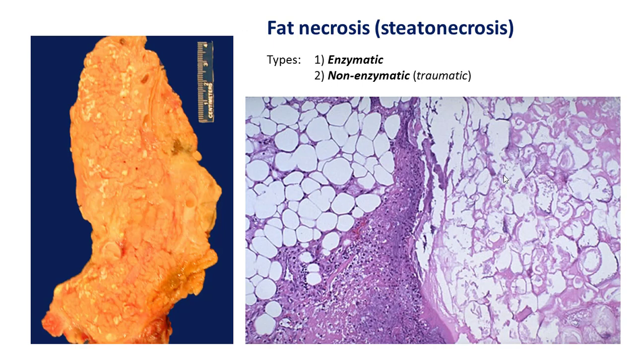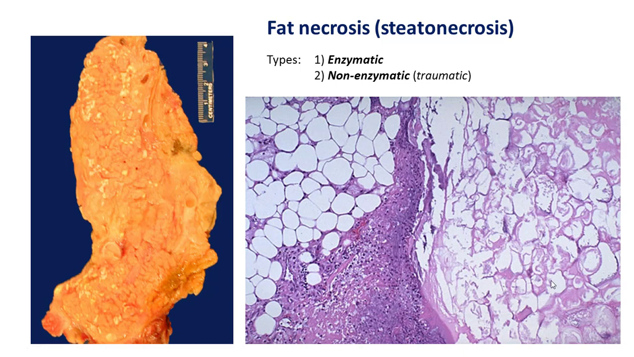The fat necrosis, also called steatonecrosis, could be of two types, enzymatic and non-enzymatic, also called traumatic. The enzymatic type occurs in the pancreas. This happens due to activation of pancreatic enzymes which penetrate into the intercellular space of the pancreatic gland and destroy the adipocytes normally present in the pancreas. On this slide we can see on the left side normal adipocytes and on the right side the destroyed adipocytes. We see the presence of light eosinophilic masses, destroyed adipocytes.